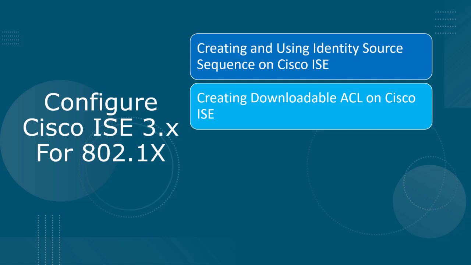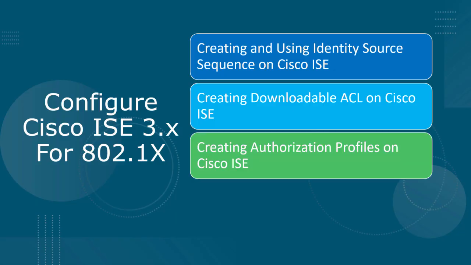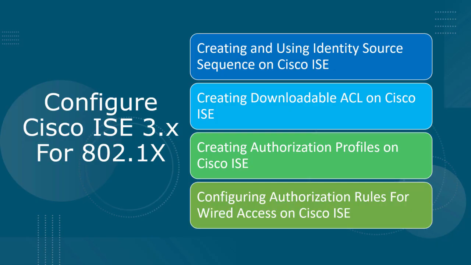And next, we will understand how we can create a downloadable ACL on Cisco ISE. And again, this will be important when you are dealing with policy results. Next, we will start creating the policy profiles in the policy sets. First of all, we will start with authorization profiles on our Cisco ISE for 802.1x. Next, we will configure authorization rules for wired access on Cisco ISE. This will be important for wired 802.1x.